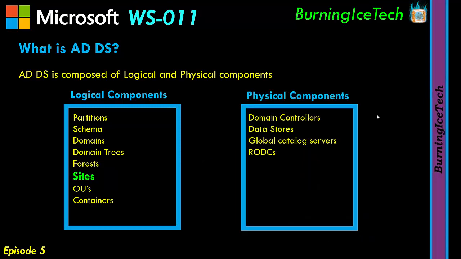Okay, then our next component on the list is sites. Active Directory sites, in my experience, are most commonly used for companies that have multiple branches which are spread across different geographical locations but fall under the same domain.